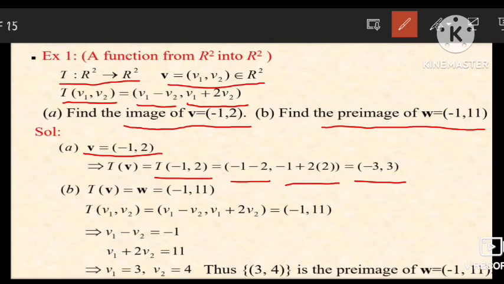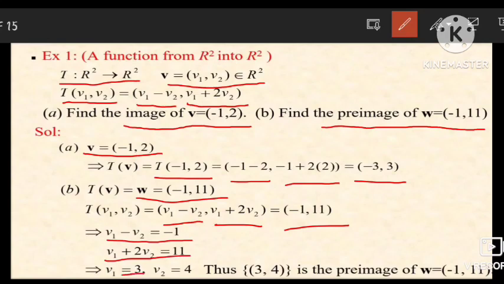Now second, we have to find the pre-image of w equals (minus 1, 11). So T of (v1, v2) will be equal to (v1 minus v2, v1 plus 2v2). So it will be equal to (minus 1, 11). This implies v1 minus v2 is equal to minus 1 and v1 plus 2v2 is equal to 11. So this implies v1 is equal to 3 and v2 is equal to 4. Thus (3, 4) is the pre-image of w equals (minus 1, 11).